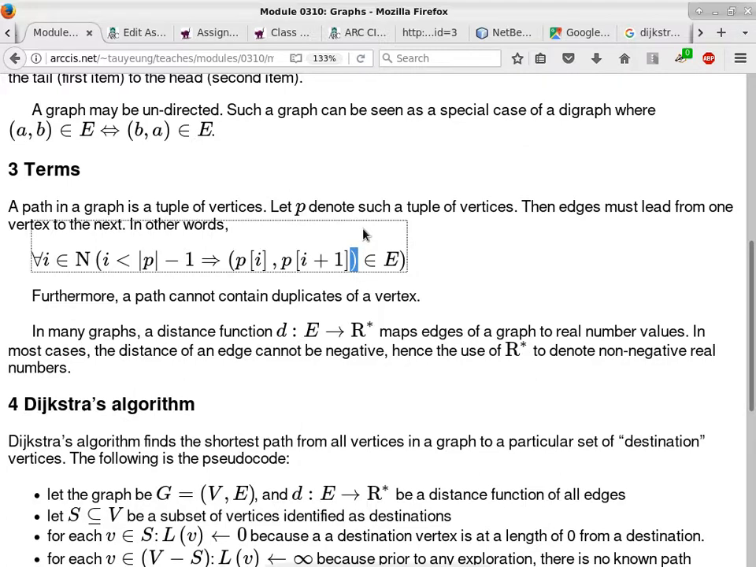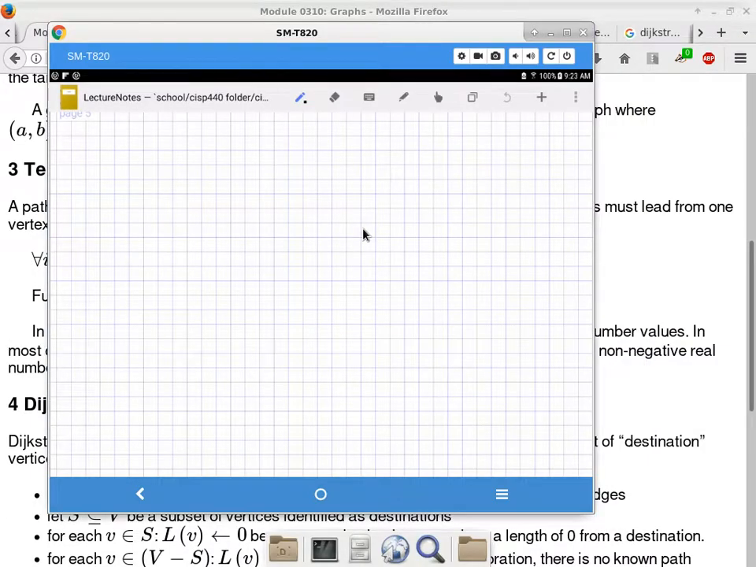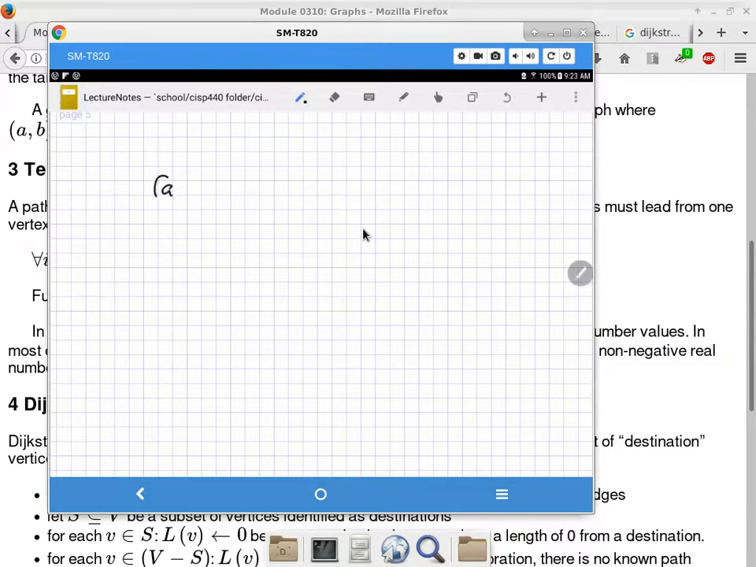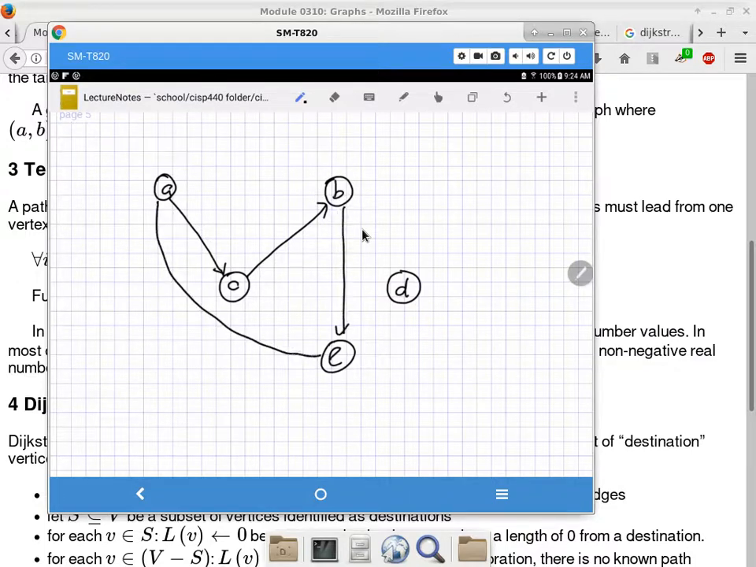All right, so what we want to do is to look at an example. I'm going to switch to the tablet here, and we'll use a different example. We'll have vertex A, vertex B, vertex C, vertex D, and we'll make it 5 vertices. We'll say that A goes to C, C goes to B, B goes to E, and A also goes to E directly. Let's make it a loop, so B goes back to A. And D is on its own. D is not connected, but it is a part of this graph.